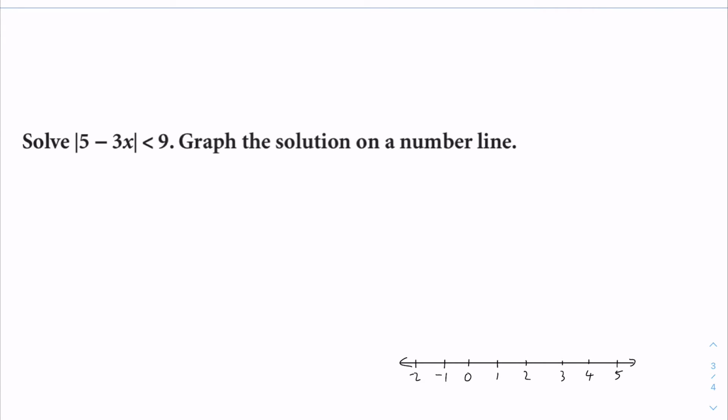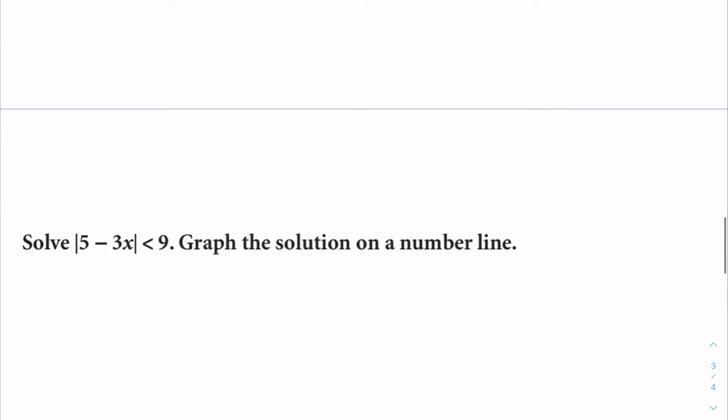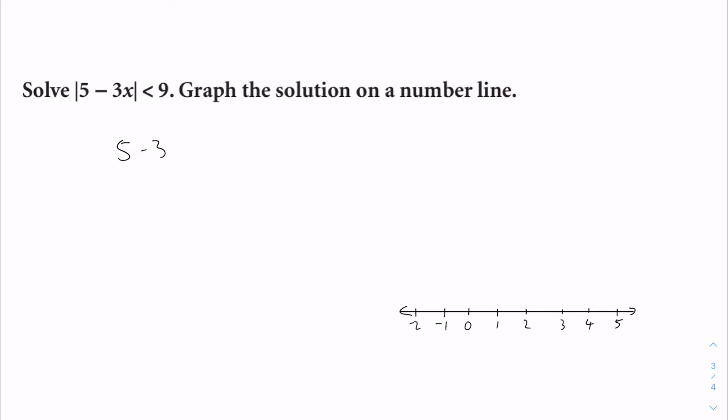The next problem says to solve the absolute value of 5 minus 3x is less than 9. Graph the solution on a number line. First, you would list the two inequalities: 5 minus 3x is less than 9, and 5 minus 3x is greater than negative 9.